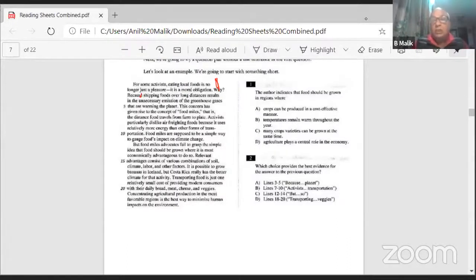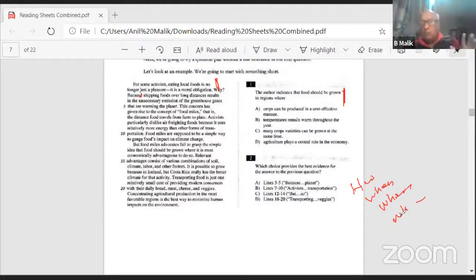Look at this question. The author indicates that food should be grown. Where should that food be grown? So and so place. I recommend that you convert this into a question: how, when, where, what, why, whatever words you want to put, you put.